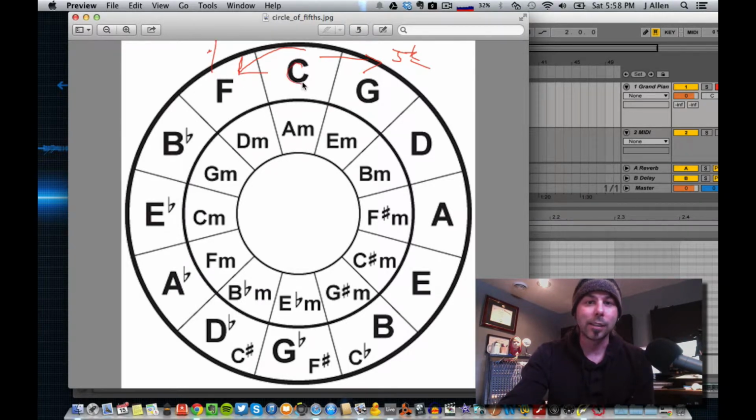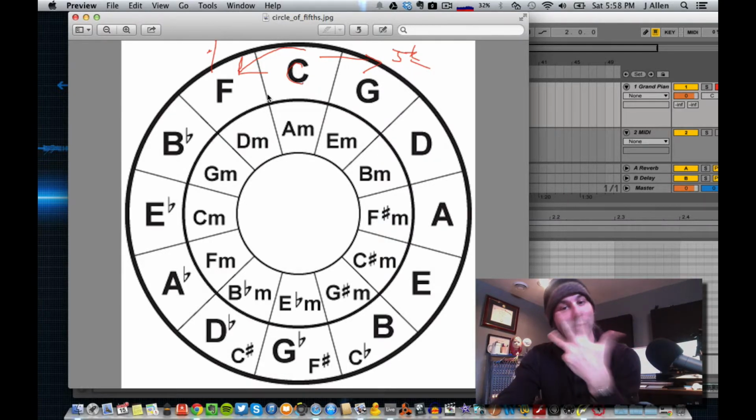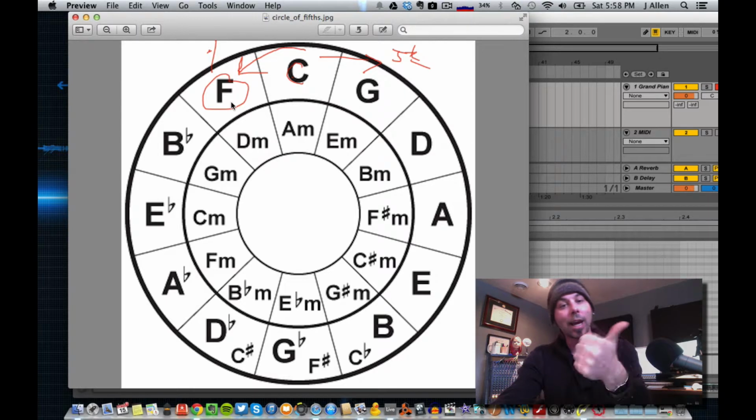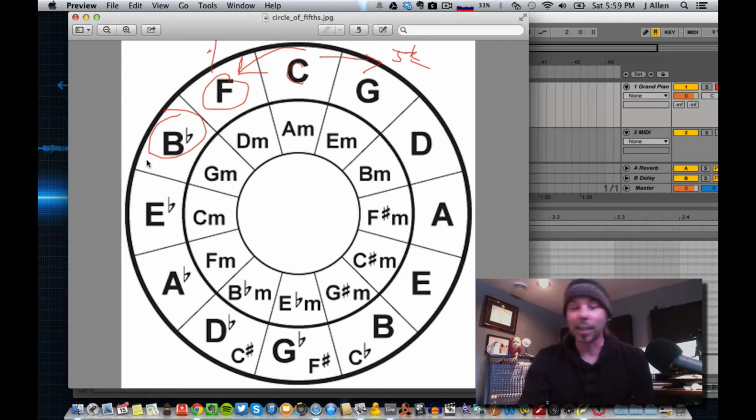So C to F, C, D, E, F. That's a fourth. So a fourth away from C is an F. F to B flat is F, G, A, B flat. I should probably do that with these fingers. F, G, A, B flat is a fourth away from F. So that's the second thing it tells us: it tells us fifth relationships going around, it tells us fourth relationships going around, and it tells us our relative major and minor going around.